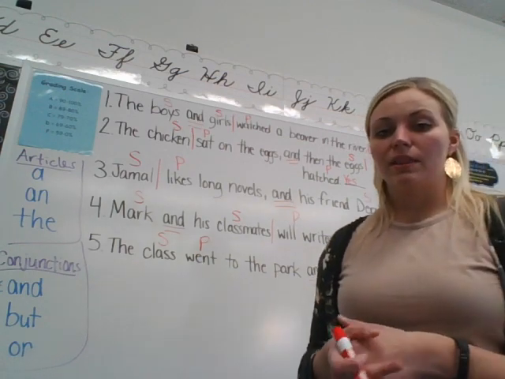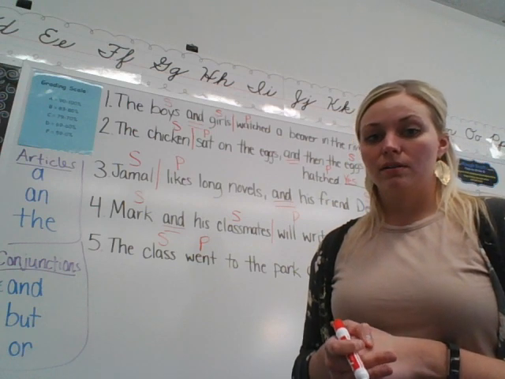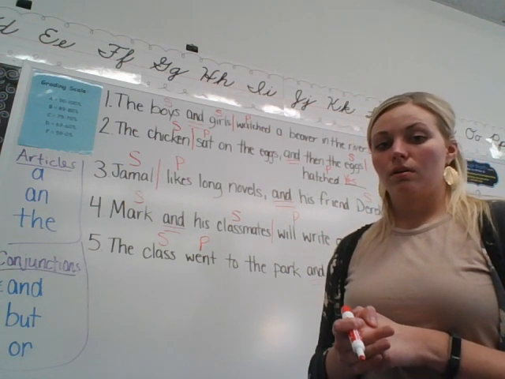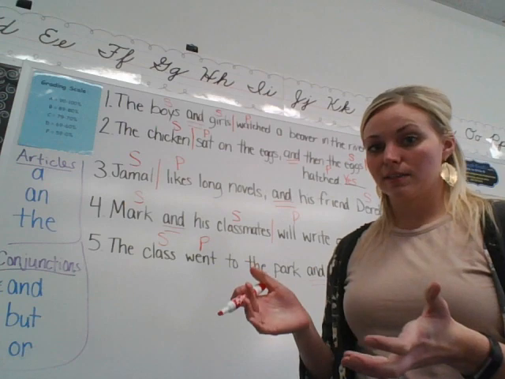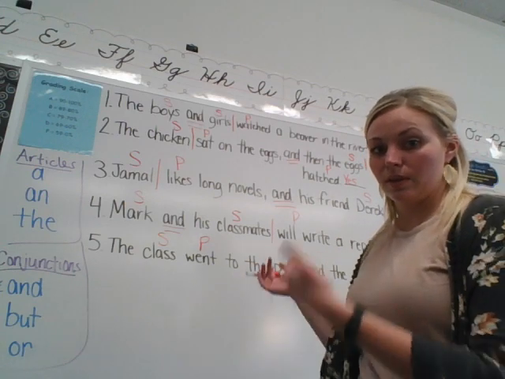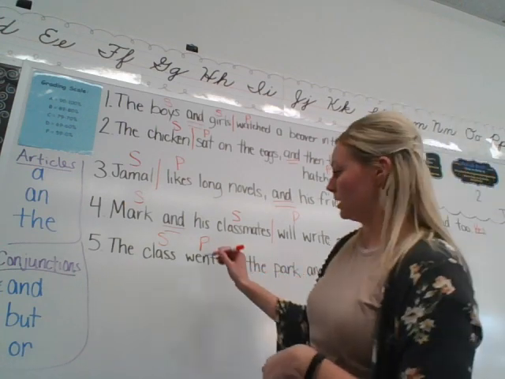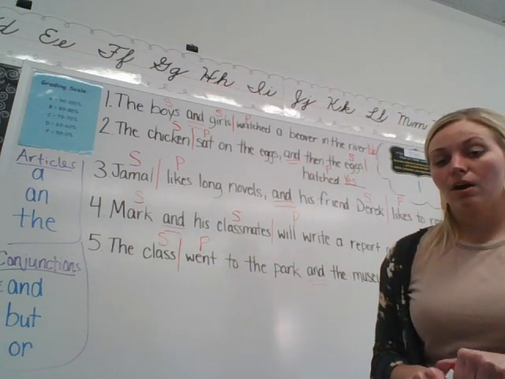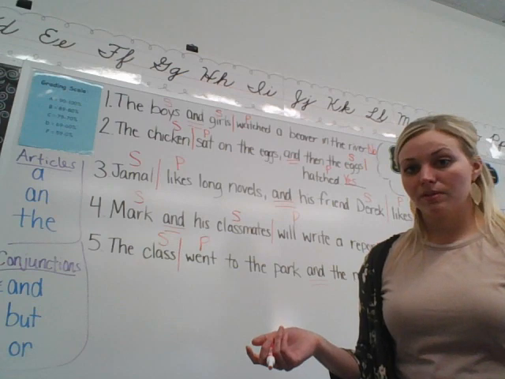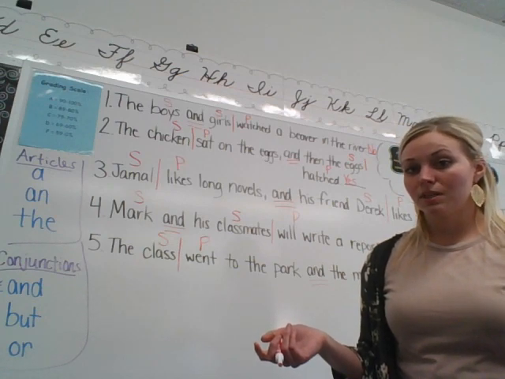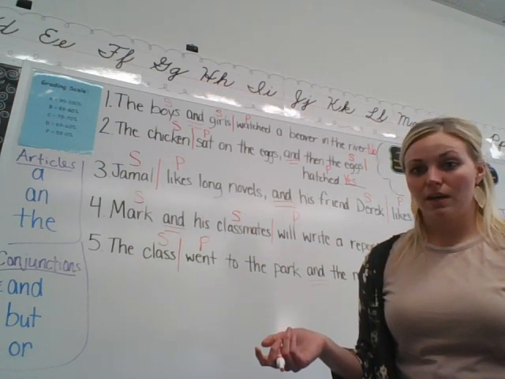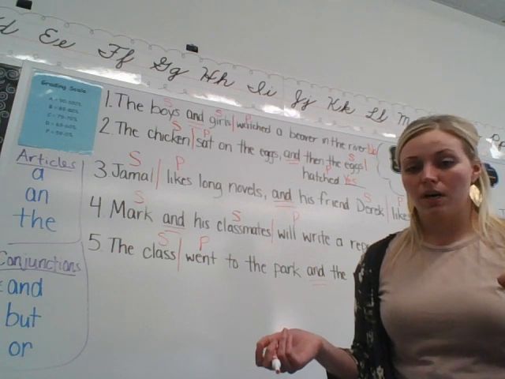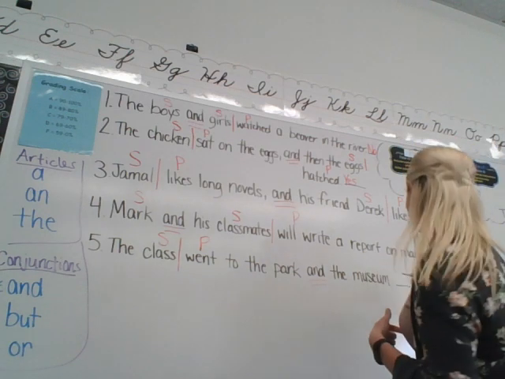Then we want to separate the subject from the predicate. So our subject is the class, and what did the class do? They went to the park. So we want to separate it between "class" and "went." Okay, so now is it a compound sentence? Well, there's only one subject and only one predicate, so it cannot be a compound sentence, right? So our answer on the line is no.